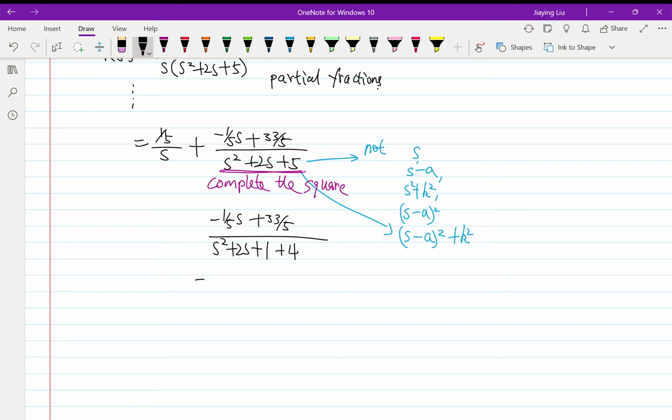So this becomes negative 1/5 S plus 33 over 5 divided by S plus 1 squared plus 4. This is pretty good because the denominator now is S minus negative 1 squared plus K squared.